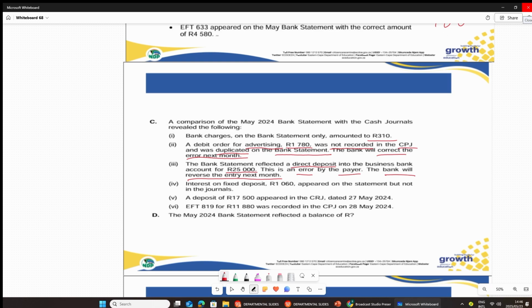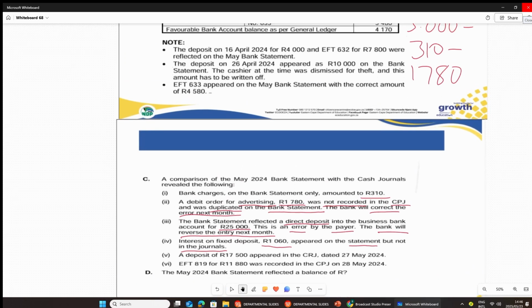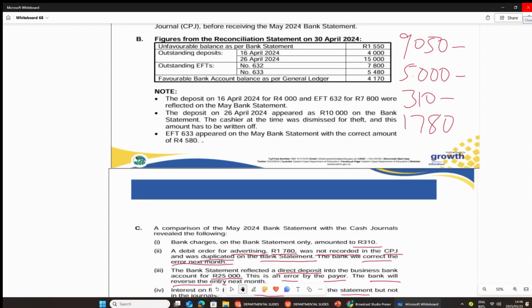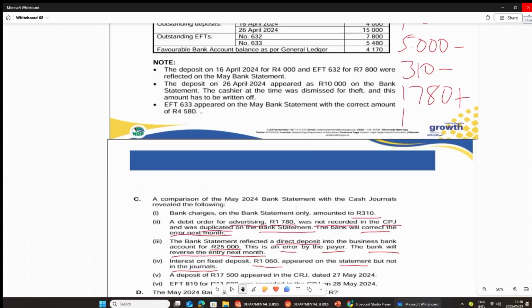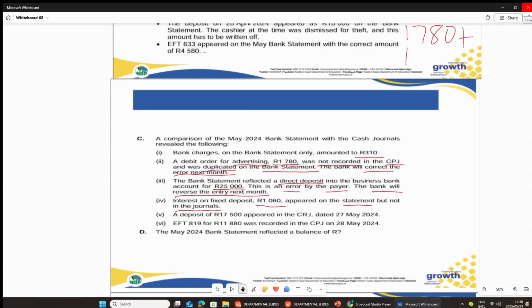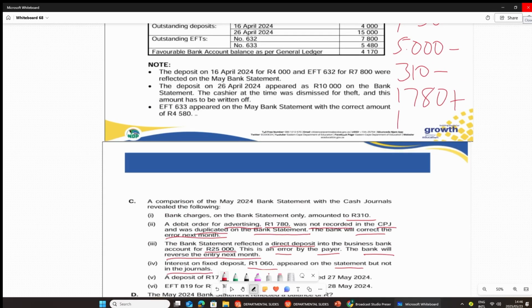Then number 4 states here, interest on the fixed deposit of 1,060 appeared on the statement, but not in the journals. So now this interest on the fixed deposit must be added to the bank amount. Let me go back, 1,060.